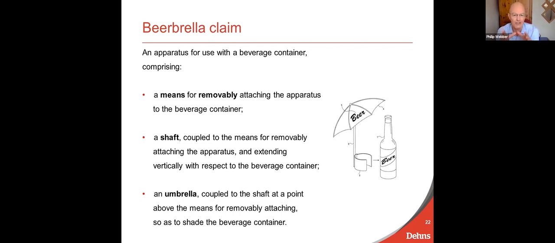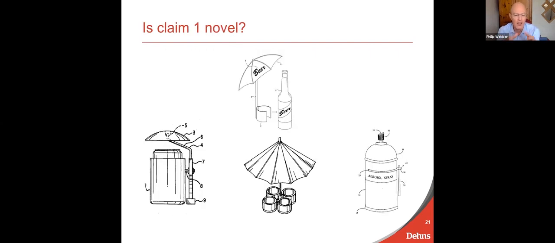So it must show something that removably attaches to the apparatus. There must be a vertical shaft, and there must be an umbrella. So looking at the first one here, it's clearly got an umbrella, it's got a bit of a vertical shaft, but it's also got a diagonal shaft as well.